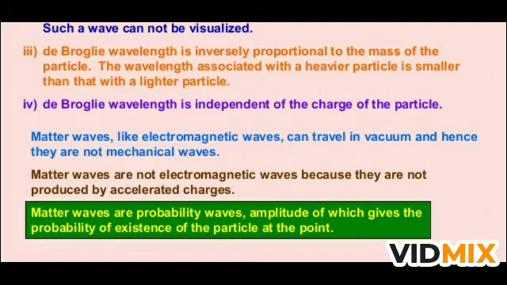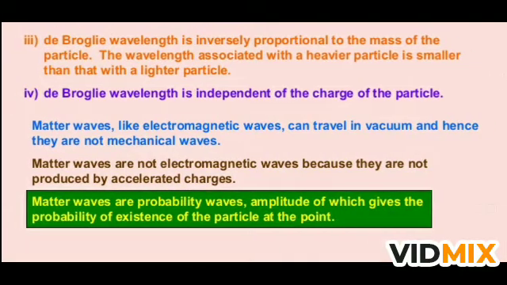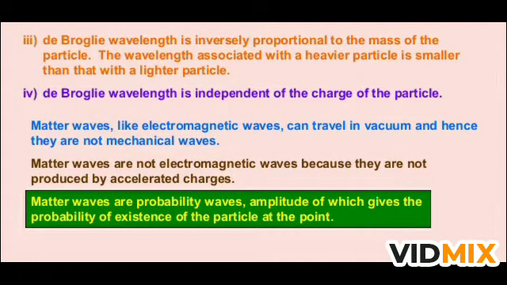Electromagnetic waves are independent of medium, they can travel in vacuum, and matter waves are not electromagnetic waves because they are not produced by accelerated charged particles. And matter waves are probability waves, the amplitude of which gives the probability of the existence of the particle at that point.